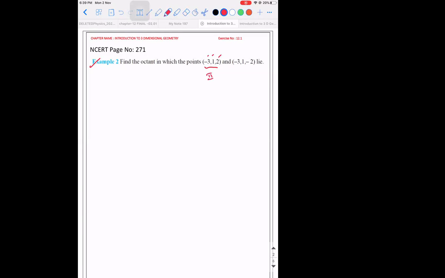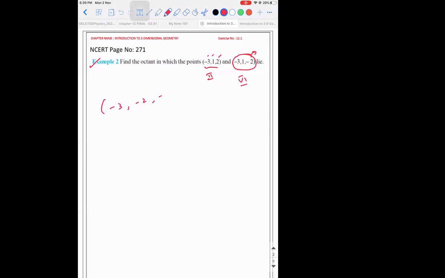What about minus 3, 1 comma minus 2? Z is negative. So Z is negative means it should be from 5 to 8. So minus 3 comma 1 is second quadrant. So between 5 to 8, 5 is first, 6 is second. So it belongs to the sixth octant. You are able to understand, break it into 4 cycles so that you need not memorize that table.